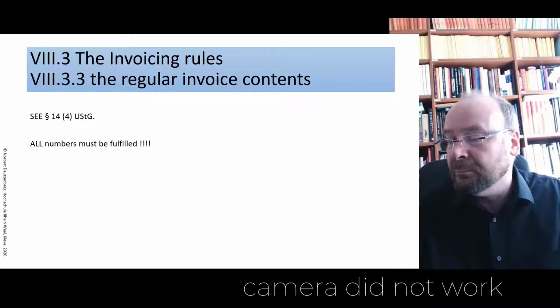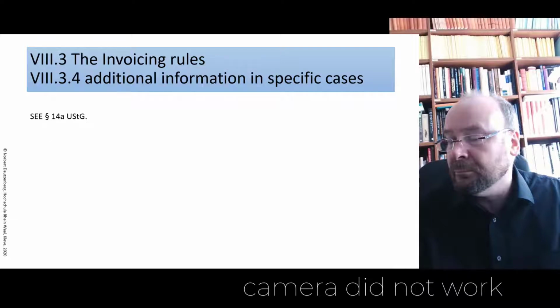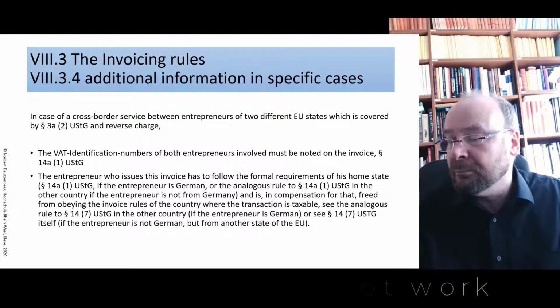Well, if you want to get an overview over the details, open your translations or your original German text of the Umsatzsteuergesetz and look through the whole paragraph 14, section 4. All numbers must always be fulfilled if there is no explicit deviation in 14a. 14a is the list of the specific cases where a deviation is demanded. It gets longer and longer, naturally, because the world gets more and more complicated.